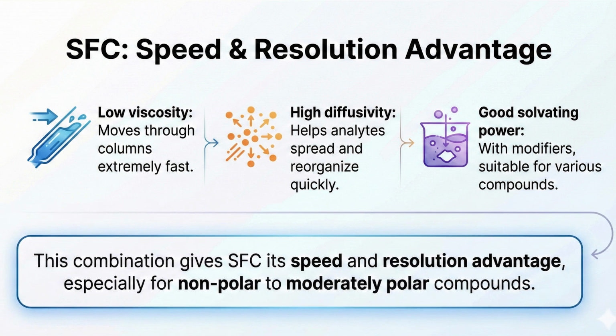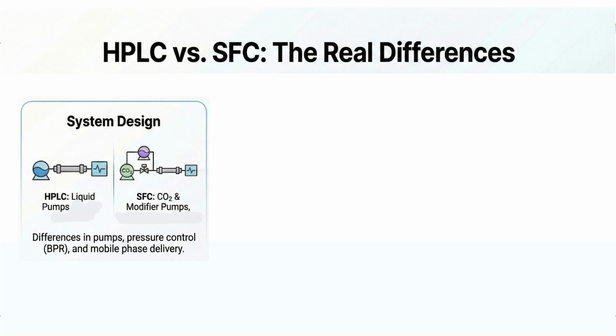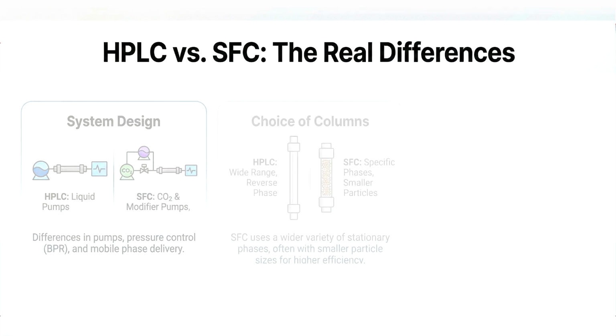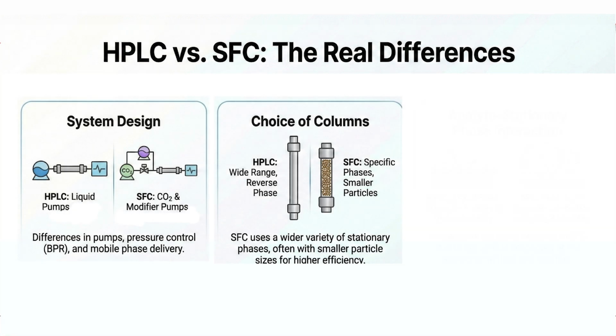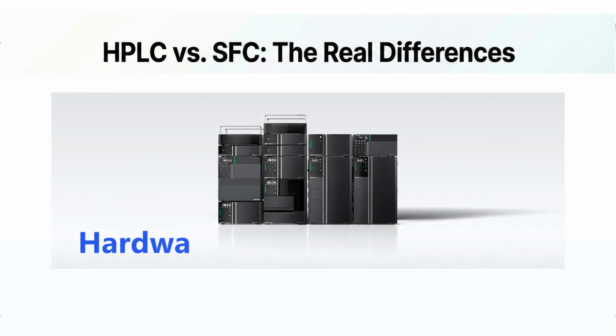Beyond the theory and definitions, the real differences appear in the system design, the choice of columns, and the way analytes interact with the stationary phase. Let's walk through these differences clearly. The first difference begins with the hardware system configuration.